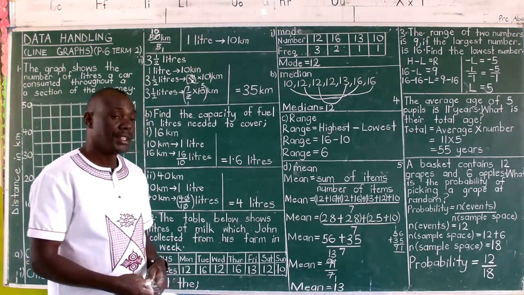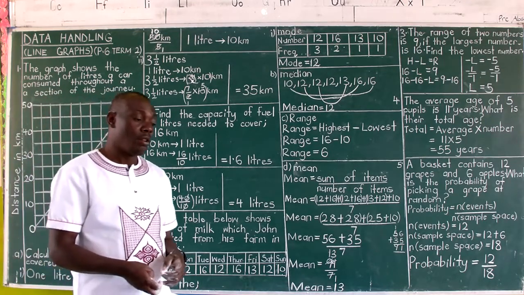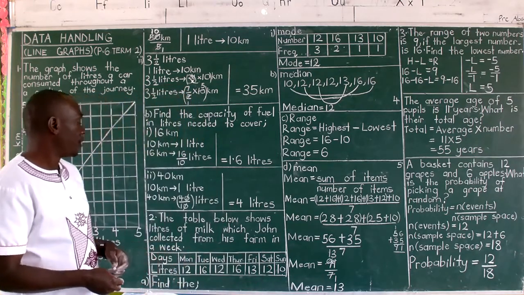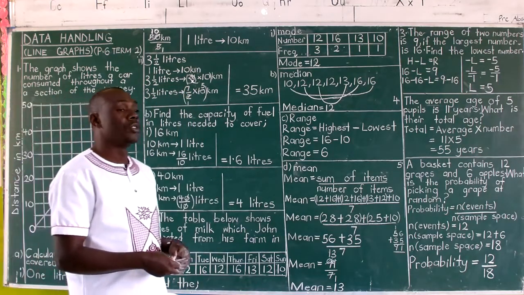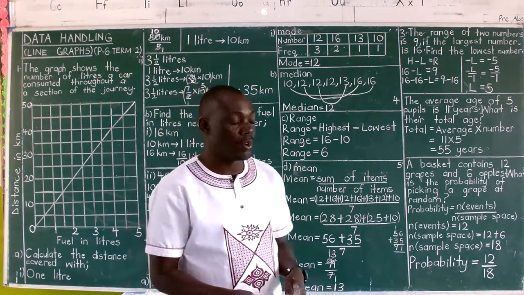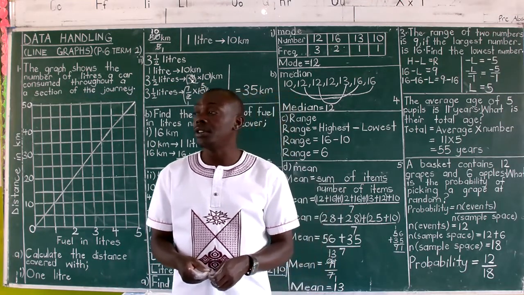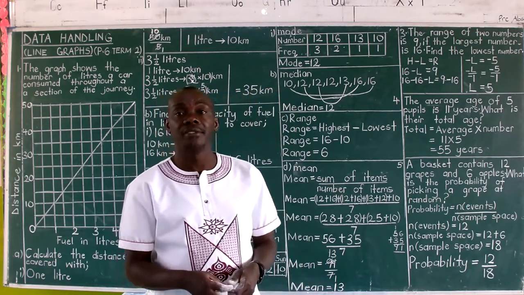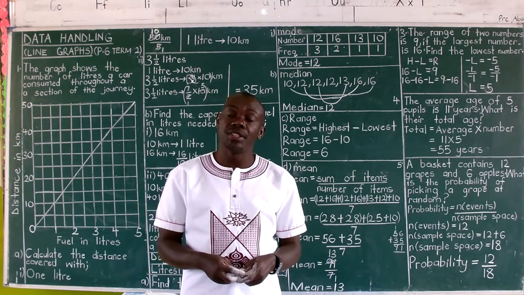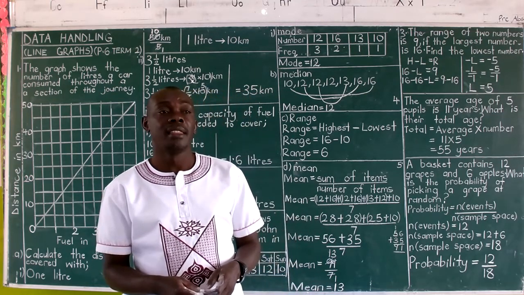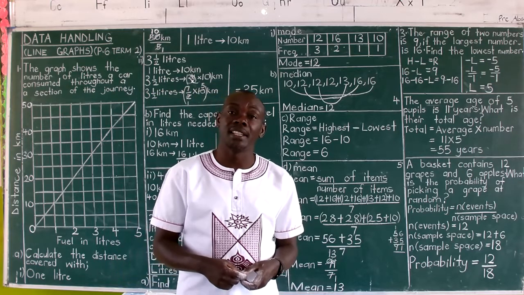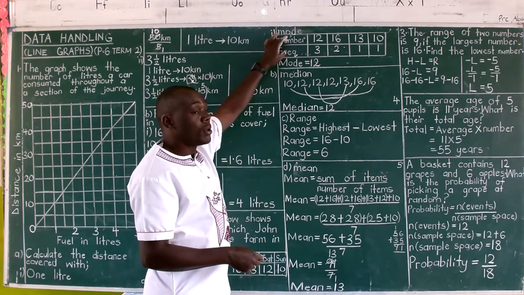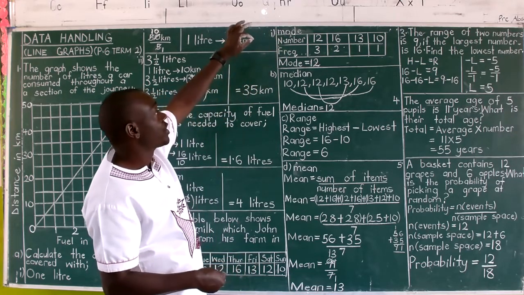Find the mode of the collection of liters of milk by John. The mode must be understood. What is the meaning of mode? Mode is the most appearing number in the given data. So it requires us to draw a table of frequency, called the frequency table.